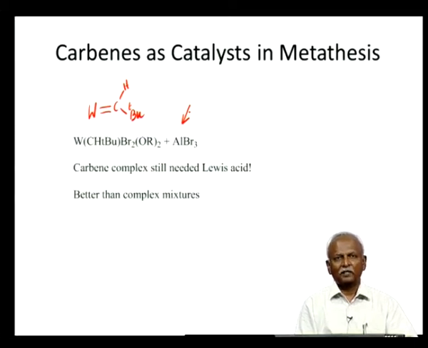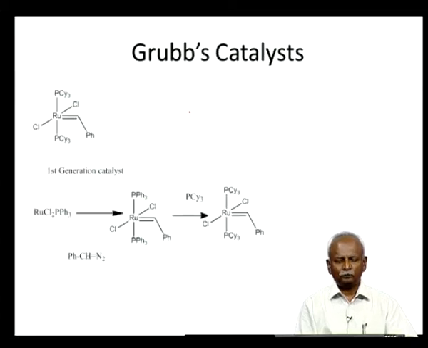So, this was better than complex mixtures. The complex mixtures that were originally known for carrying out metathesis reactions were extremely complex. This was better, it was 2 component, but still it was not as good as what one would desire. So, the first breakthrough came from the work of Schrock and Grubbs. We will discuss these two in detail. We will take up the Grubbs catalyst first, and then we will talk about the Schrock's catalyst.